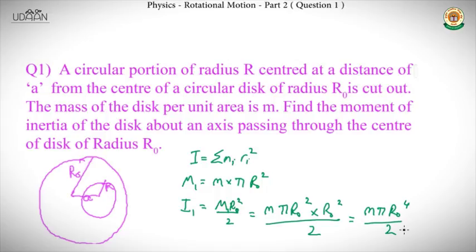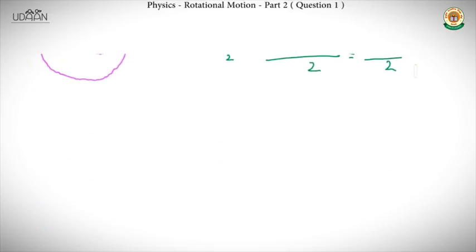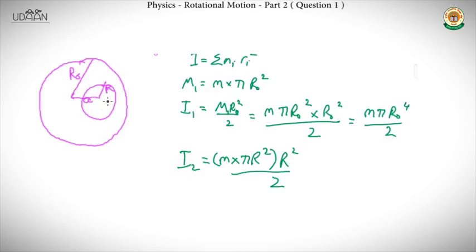Now we'll find the moment of inertia of only the removed part. Let's label that as I2. I2 will be equal to the mass of the removed part, which is m into pi r square, since m is the mass per unit area and pi r square is the area of the removed part, times r square by 2. So this is the moment of inertia of the removed part, but this moment of inertia is for an axis which passes through the center of mass of the removed part.